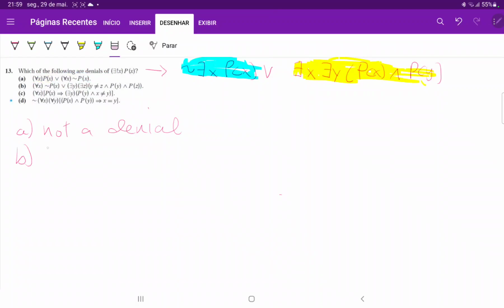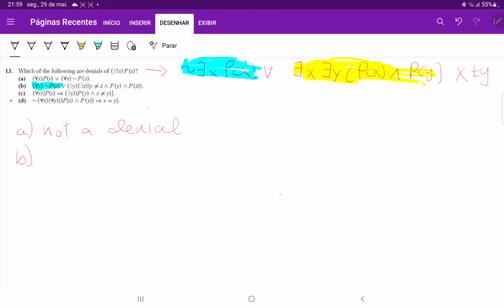So B, we have the case for all x, not p of x. So it takes care of the first scenario, right? It makes sure that in this scenario, it means that no elements exist for the truth set, or we have that there exist. Oh, and I should have put this here, where x does not equal y, right?